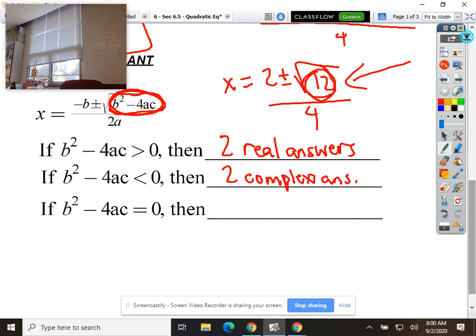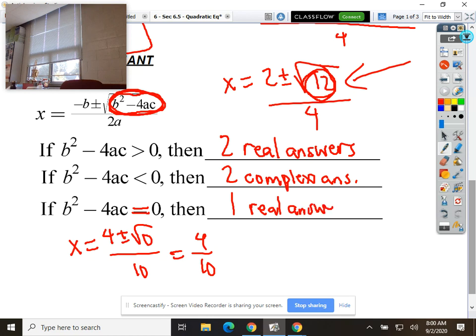What if that number under the root sign is 0? So what if we got down to something and it said x equals 4 plus or minus the square root of 0 over, I don't know, 10, something like that. Well, the square root of 0 is 0. So really what this would then say would just be 4/10, or 2/5. So in this one particular case, if the number under the root sign exactly equals 0, we get one real answer. Now we get it twice, it's called a double root, but it's still only one unique answer. We get one real solution.